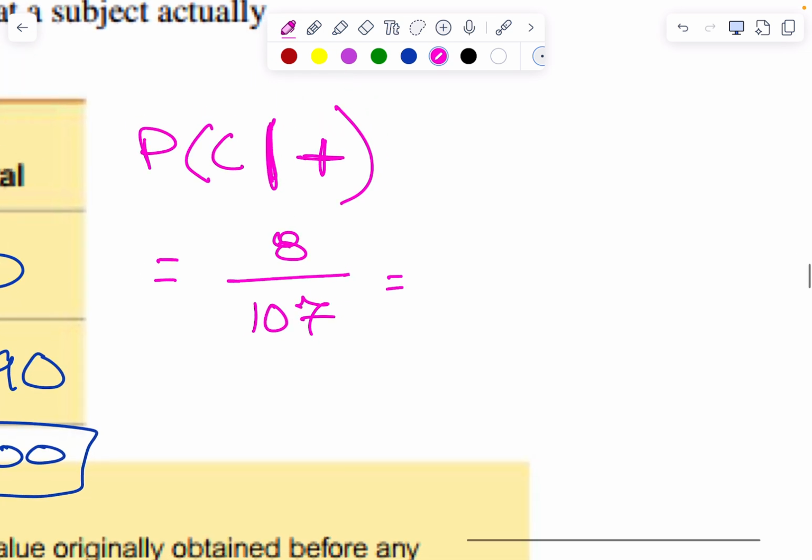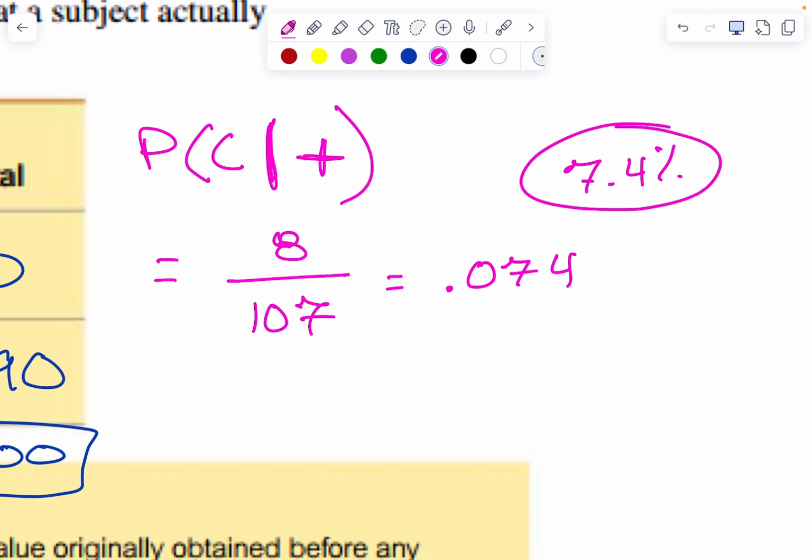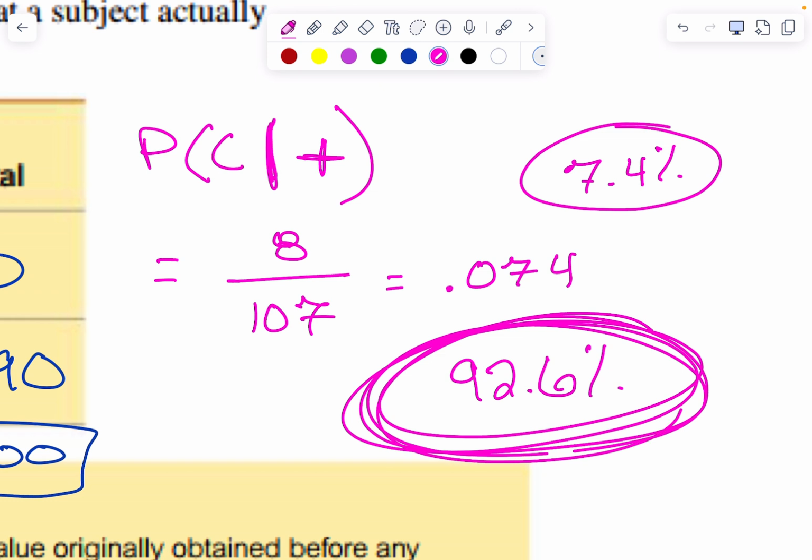Let me just explain to you what these results mean. 0.074, so 7.4%. Out of all of the people who test positive for cancer, 7.4% of those people actually have cancer, which means 92.6% of the people who say that they have cancer don't actually have cancer. Isn't that crazy? A high majority of people who test positive actually don't. It's just that they flag one test, right?